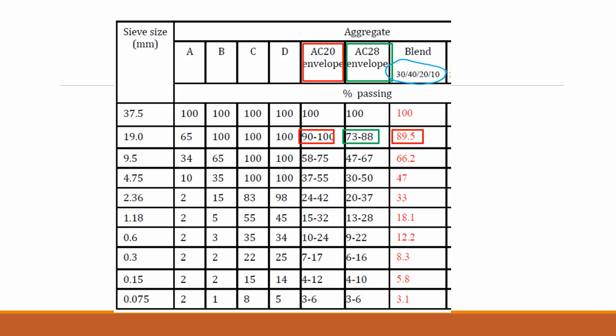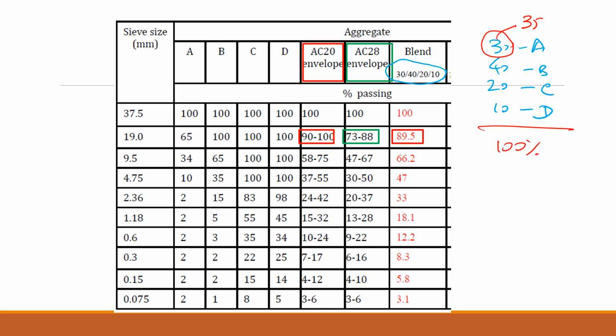Okay, so I'm taking 30% from A, 40% from B, 20% from C, and 10% from D. If I want to increase this one to 35%, I need to subtract 5% from the others, otherwise I don't get 100% here, isn't it? If I increase this to 35, I should decrease one of these by 5%. So just one of them? One of them, or else you can split 2.5, 2.5. It's up to you, as long as you get 100% at the end. Make sense?